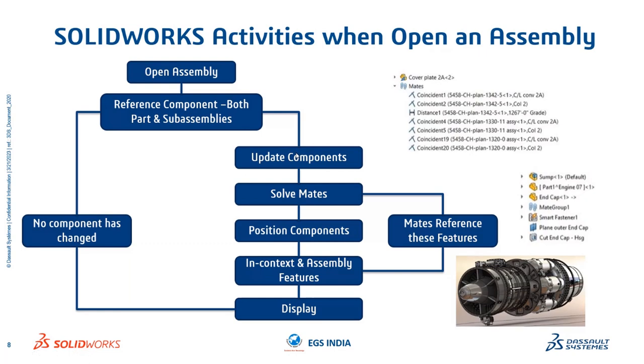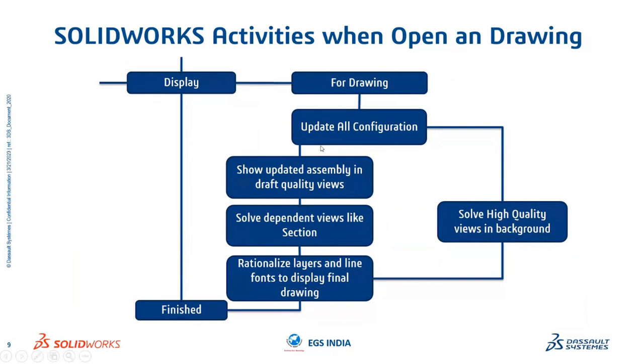First, it will load all the outdated components, and then it will solve the mates. With the solved mates, it will position the components, and then the in-context and assembly features will load. If these in-context and assembly features are mated with the assembly features, it will again go to solving mates and positioning components, so it loops back. So it will take some amount of time while loading, and finally it will display. So these are the steps followed by SolidWorks when we open large assemblies. Next, we will see the steps when we open drawing files.